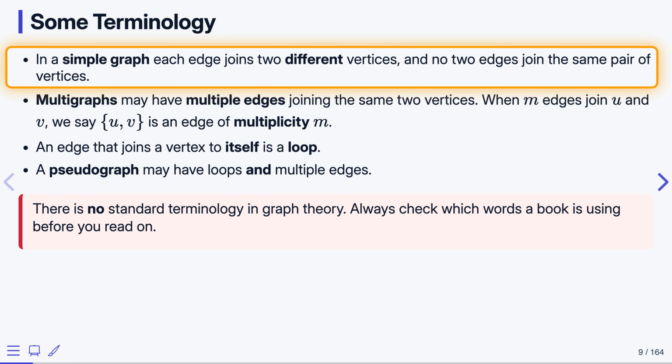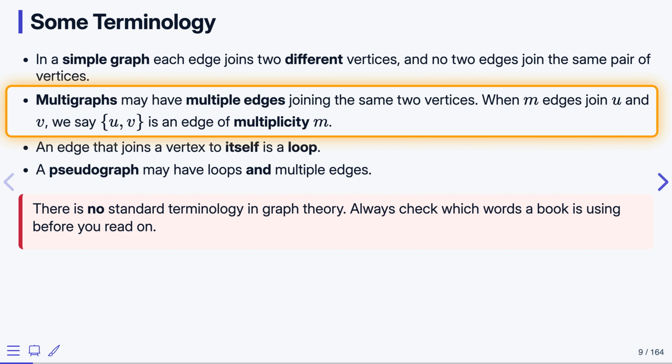4 new words now. A simple graph is the plainest kind. Each line joins 2 different dots, and no 2 lines join the same pair of dots. A multigraph is different. It may have 2 or more lines joining the same pair of dots. If M lines join U and V, we say the edge UV has multiplicity M. That just means how many copies there are.